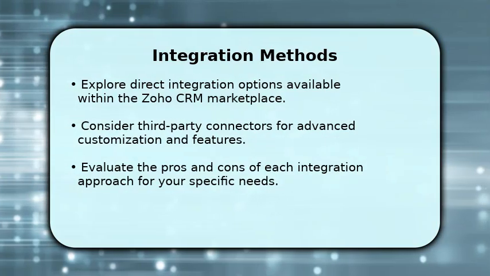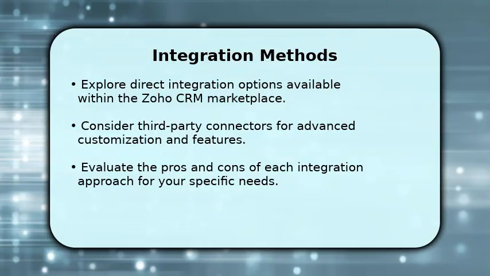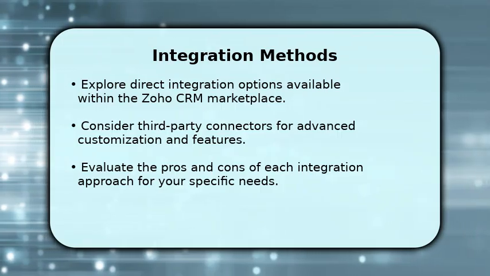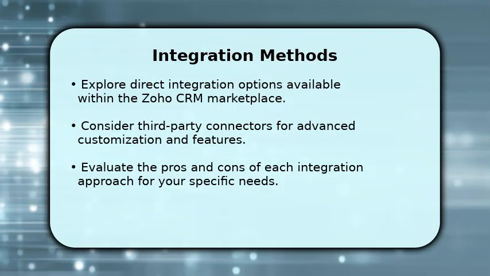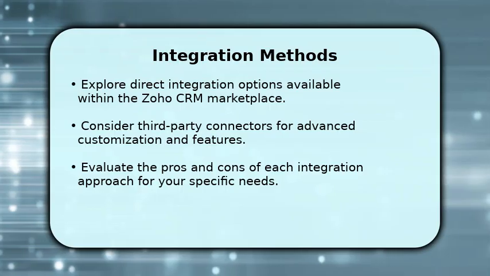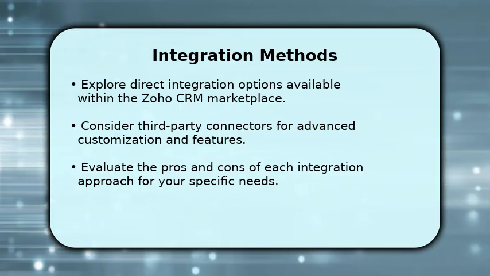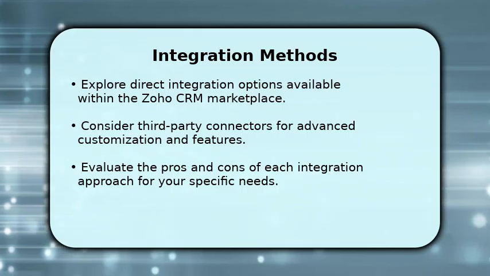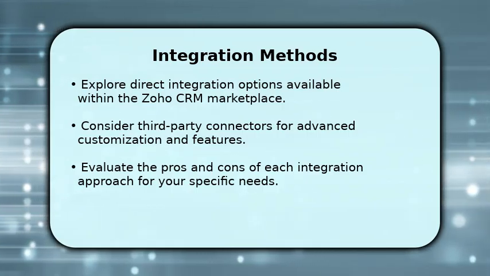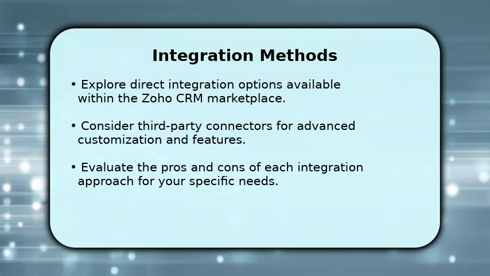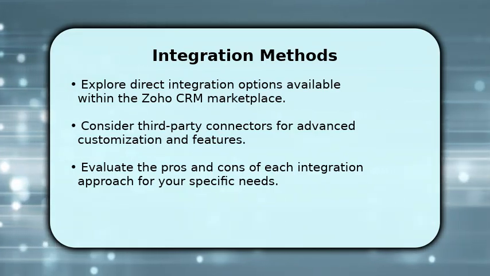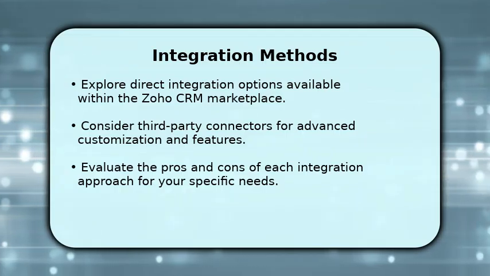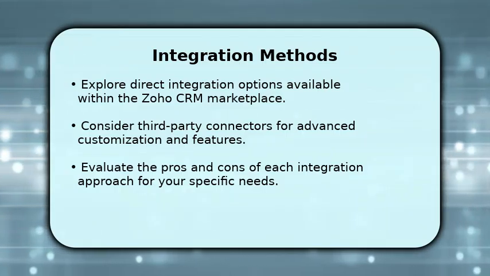There are primarily two ways to integrate Zoho CRM with WhatsApp. You can utilize direct extensions found within the Zoho CRM marketplace, which often offer straightforward setup and essential functionalities. Alternatively, many businesses opt for third-party integration platforms. These often provide more advanced features, greater customization, and the ability to connect with other tools. Choosing the right method depends on your specific business requirements and desired level of automation.